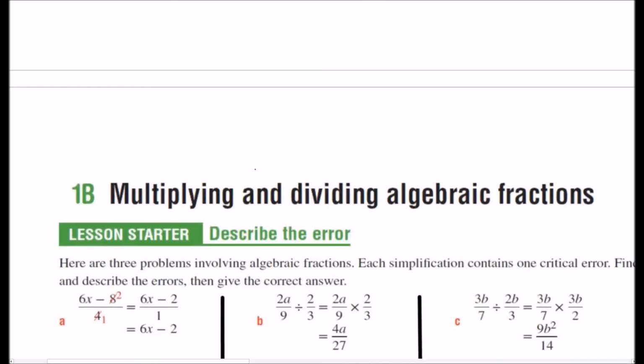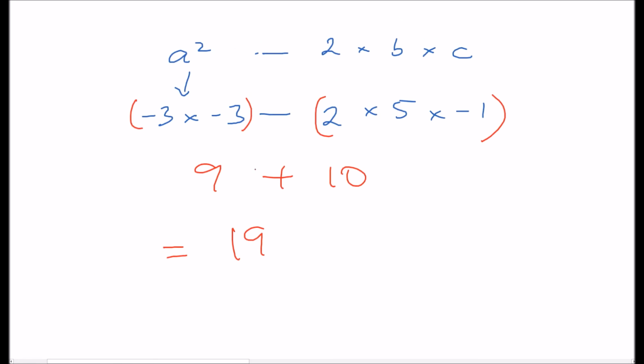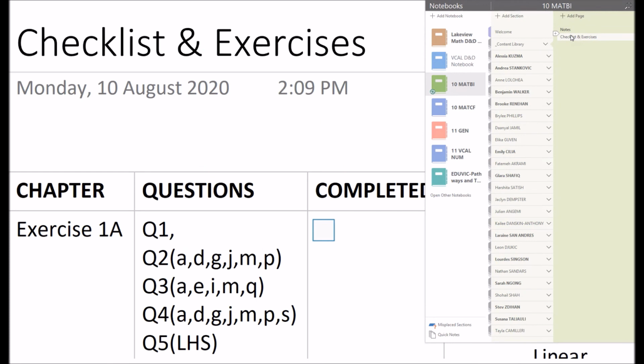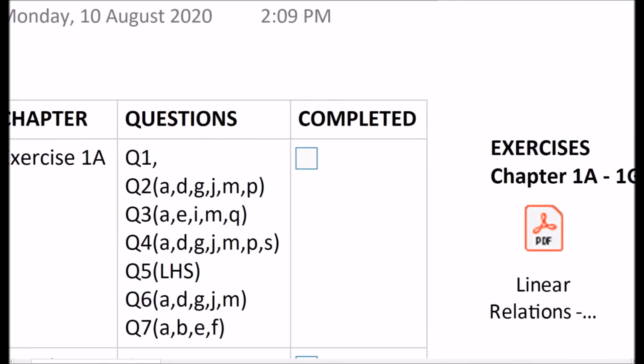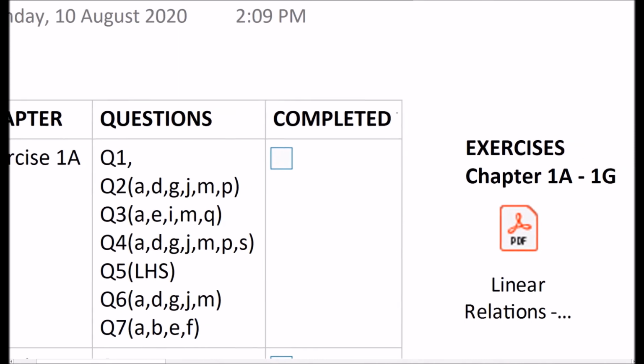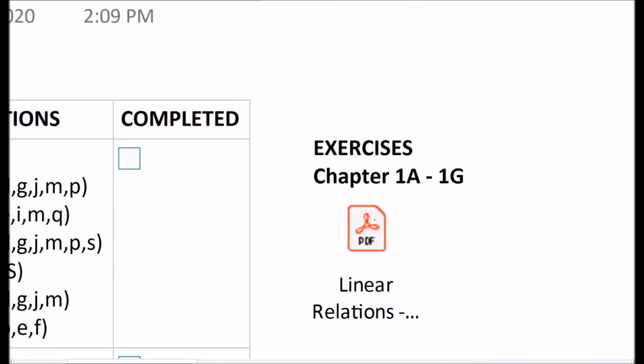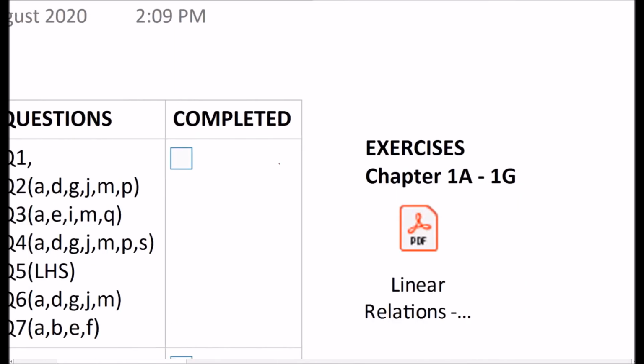Okay, and I believe that's it for this chapter. Go on and do the rest of chapter 1A. The exercises are in your checklist over here. Also, just a heads up, if you need the questions, we are now using the new textbook, no longer the old one. Here is a copy of that textbook. You'll find that in your notes, or please go ask your teacher to give you a copy of the questions for chapter 1A to 1G.